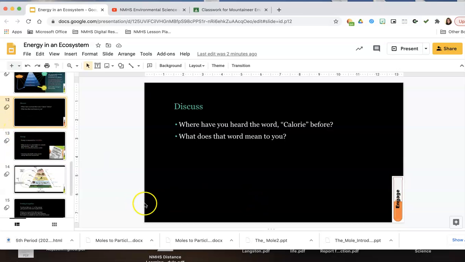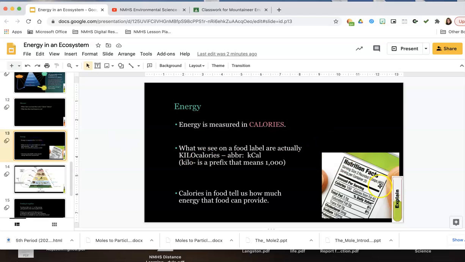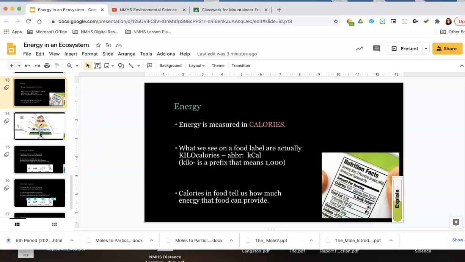All right, our next topic, you've probably heard of the word calorie before. Okay, so what does that word mean to you? To me, it reminds me of when you eat something, you can look on the package and see the number of calories on the package. It tells you how many calories you're going to eat if you eat that food. So energy is measured in a unit we call a calorie. The kind of calories we see written on food labels are actually kilocalories.